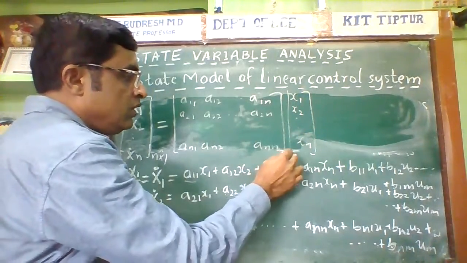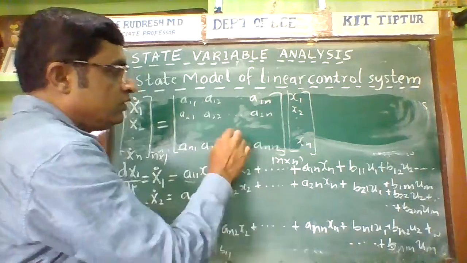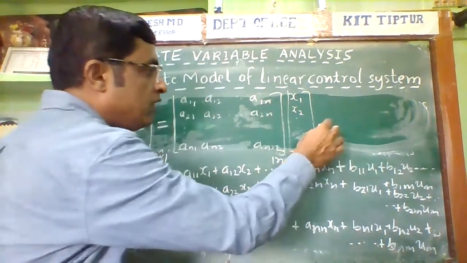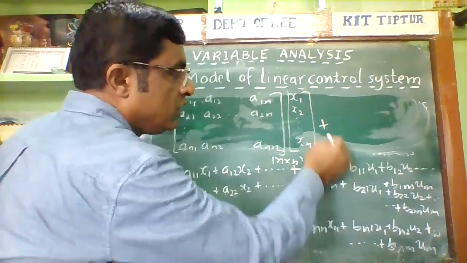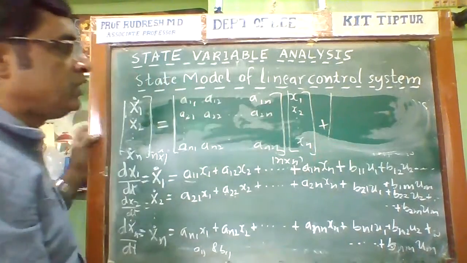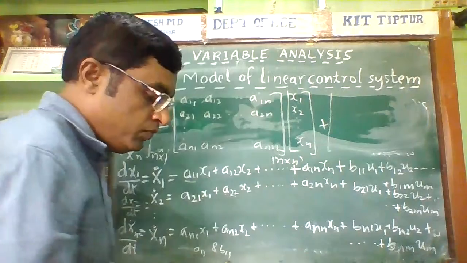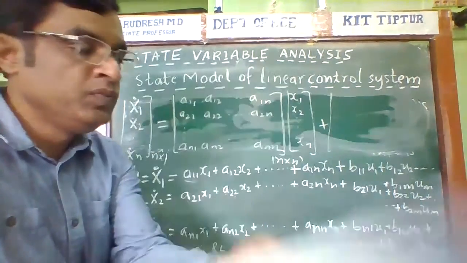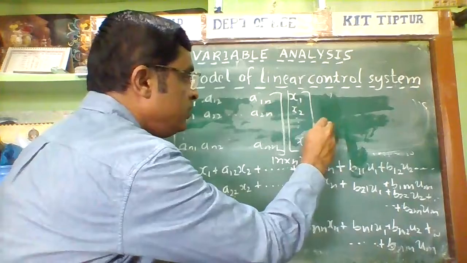Now this is the n cross n matrix, which is called the system matrix, plus Bu. Here B is not a square matrix, whereas A is a square matrix. So now this is equal to plus Bu.